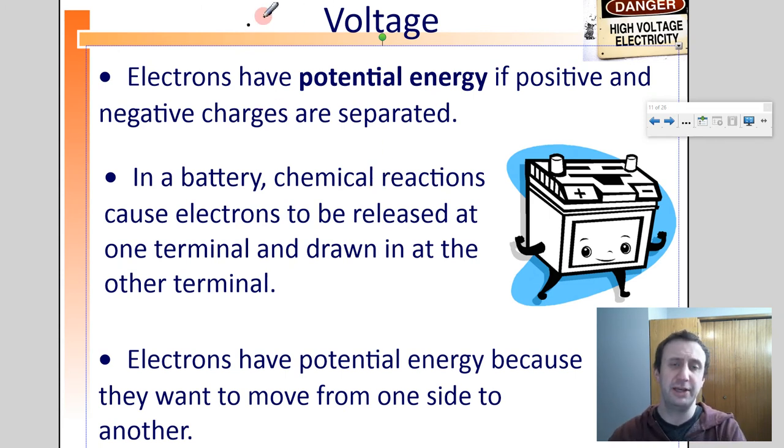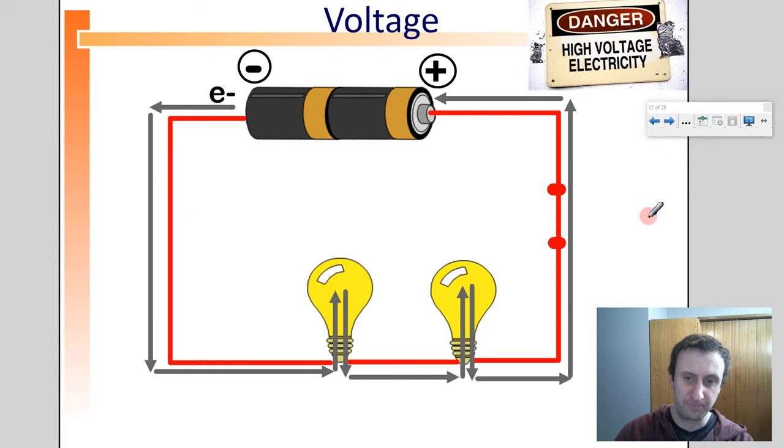Let's talk about voltage. Electrons have potential energy if positive and negative charges are separated. When positive and negative charges are separated, we have a voltage, which is a measure of how much electrons want to get from one side of the power supply to the other side. For example, in a battery, chemical reactions cause electrons to be released at one terminal and drawn in at the other terminal. So it's all powered by chemical reactions. Electrons have potential energy because they want to move from one side of the power supply to the other. The desire of them to move from one end to the other, that's voltage. Potential difference is another term that we use: the potential difference between this side and this side.